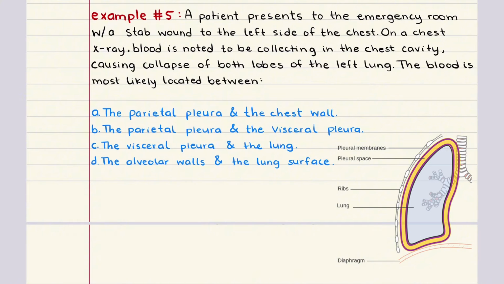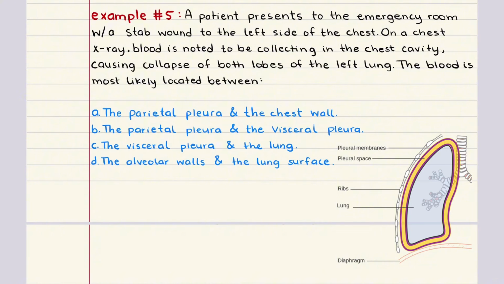We're told that the patient has a stab wound to the left chest. And on the chest x-ray, blood is collecting in the chest cavity, and that's causing the collapse of both lobes of the left lung. Now, this tells us a few key things. First, blood is entering a space it normally shouldn't be in. And second, the lung is collapsing, which means air can't enter properly, and that space is now disrupted. For the lung to collapse, the negative pressure that normally holds the lung expanded, that's been lost.